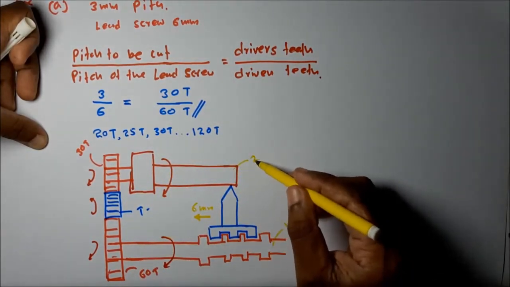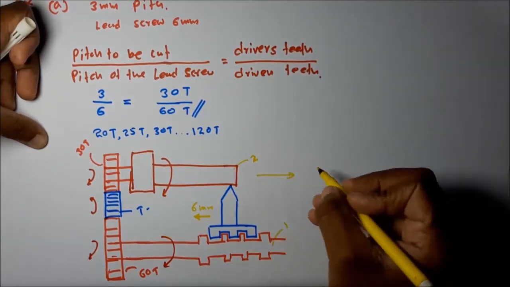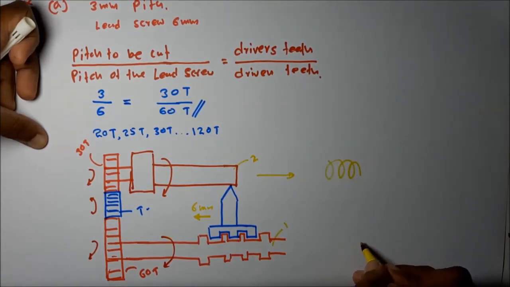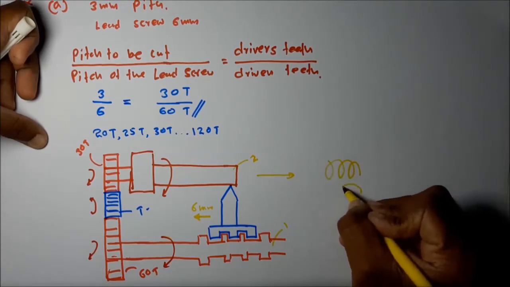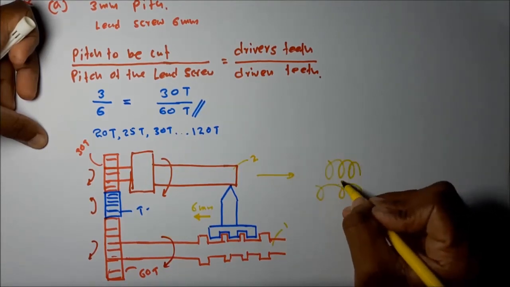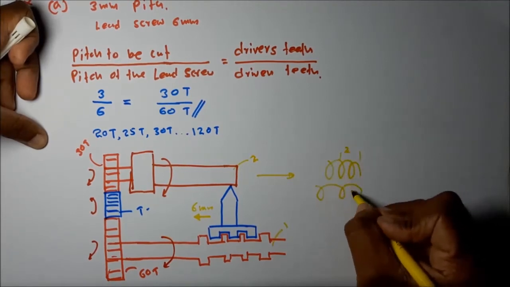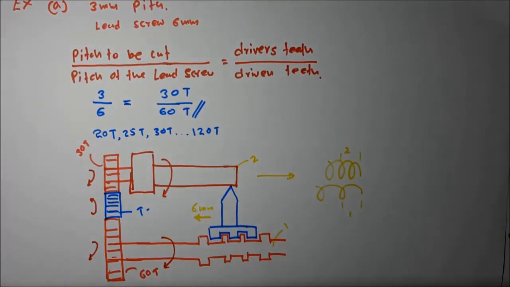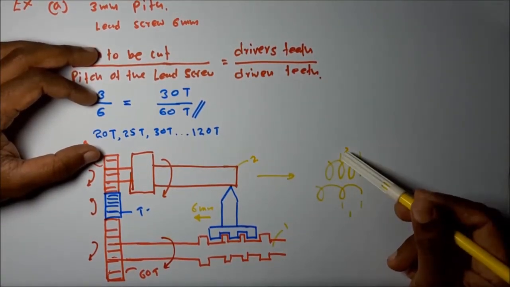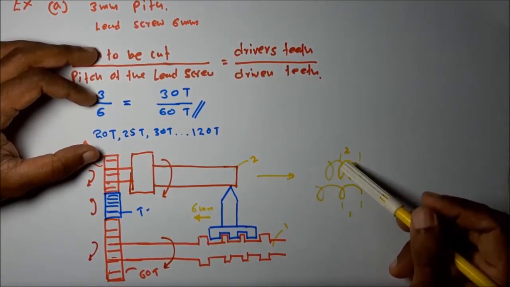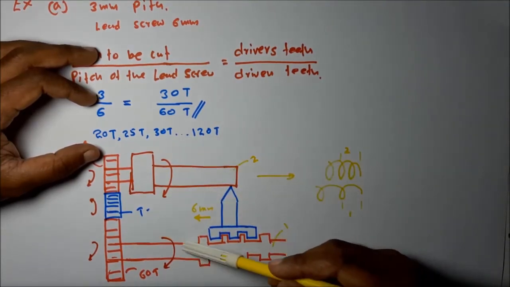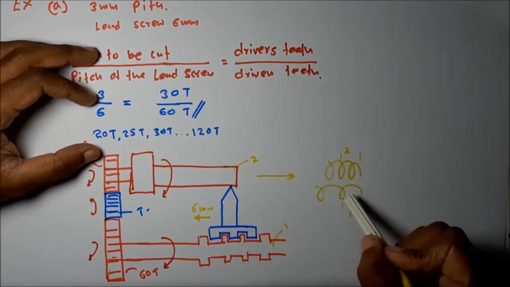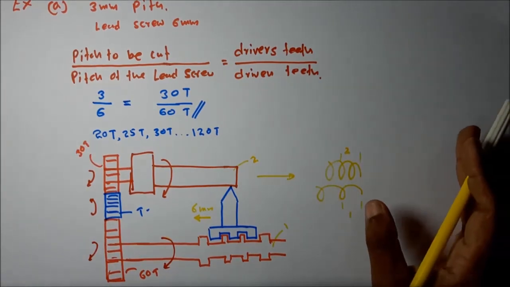What is the relationship? I'll draw the pitch here also. Here it is a 3 millimeter pitch to be cut, but our leaf screw has 6 millimeter, something like this. You can see the leaf screw pitch is double the pitch to be cut, so when the leaf screw produces 1 revolution, the spindle should produce 2 revolutions because there are 2 pitches inside this 6 millimeter. That is the theory in thread cutting enumeration.